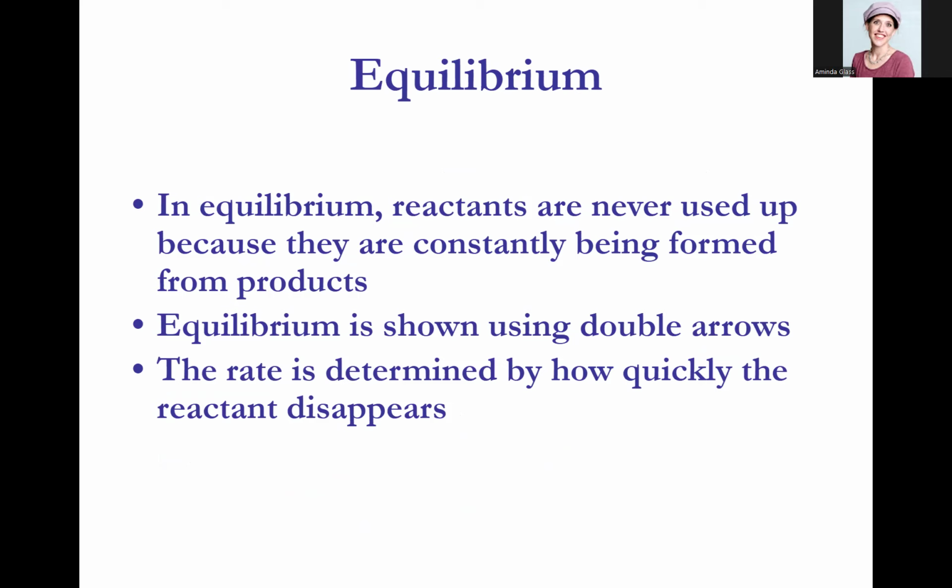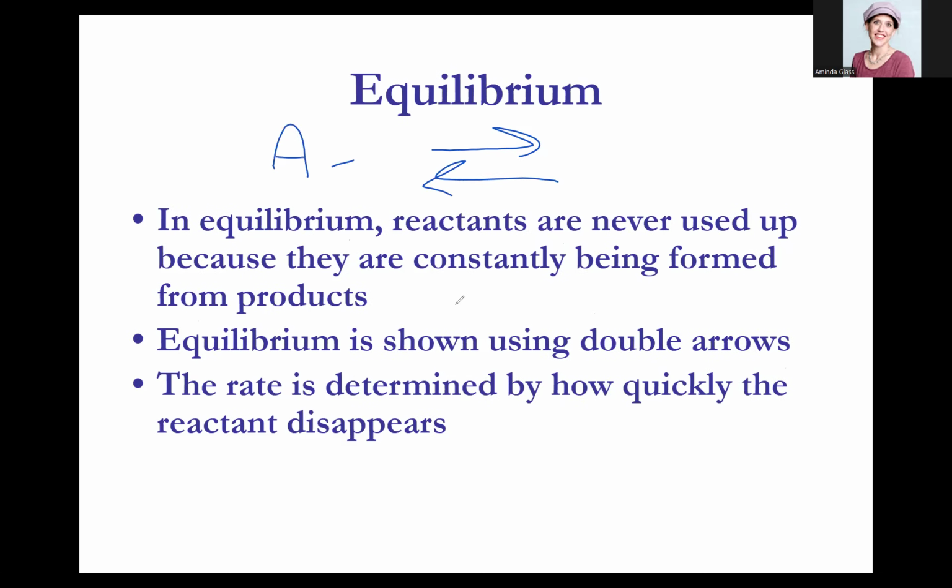Now, equilibrium is shown using double arrows. So if something's in equilibrium, it'll look like this: A plus B equals C plus D. So if it's in equilibrium, it's going back and forth. And that's why you have those double arrows. And the rate is determined by how quickly the reactant disappears. So how quickly the reaction occurs is measured by how quickly the reactant turns into products.